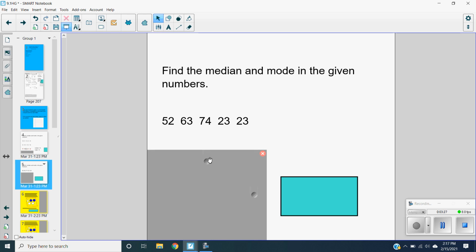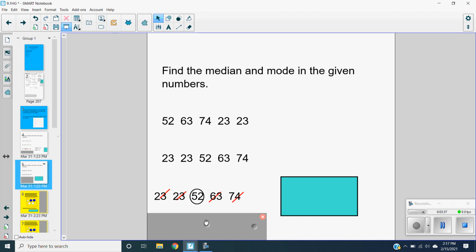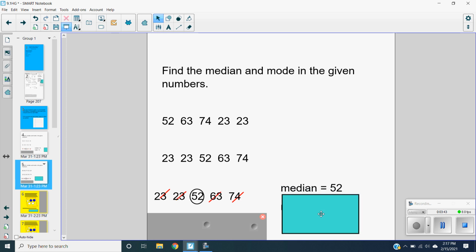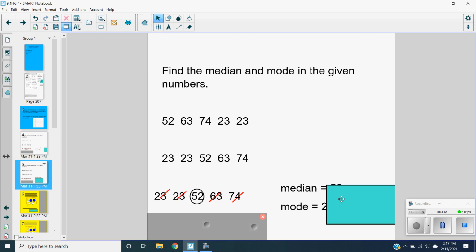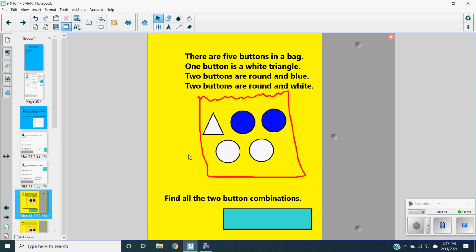All right, so the first thing I needed to do was put those numbers in order. So I have 23, 23, 52, 63, and 74. Then I can start crossing off the smallest and the largest and keep going until I get that middle number, that median of 52. Now this time, the number that happened the most was 23, so my mode would have been 23. For the next part of the lesson, you will take a look at the bag that I have drawn.